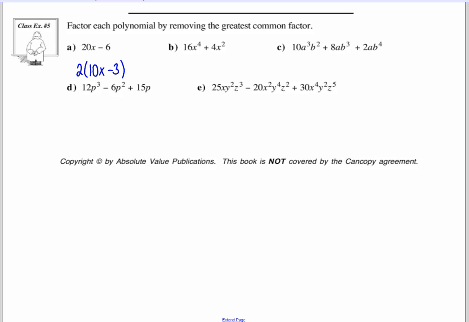Okay, would you agree that those two are the same? Yeah, we just expand it and go backwards. It's the same. It's easy. Easy peasy. 16 and 4. 4. Okay. x to the 4 and x squared. Take the smaller power. x squared.